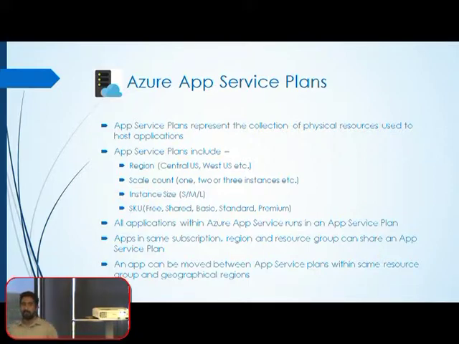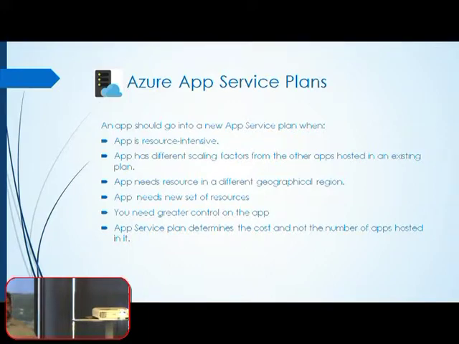Apps in the same subscription, region and resource group can share an app service plan. The best part about app service plans is we can have a single resource group in which we can define multiple app service plans, and each app service plan can have its own app, and we can use one of the app service plan and app for the dev environment, another one for test, and then UAT, and then prod. And we can move applications between app service plans within the same resource group in geographical regions.